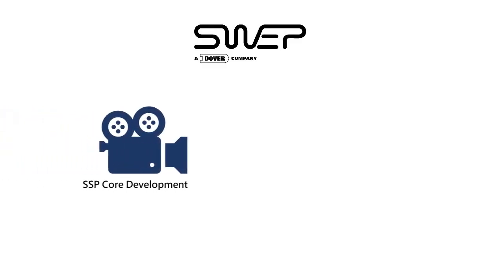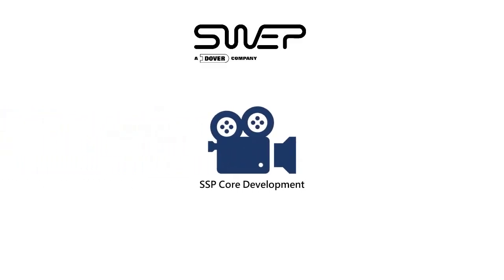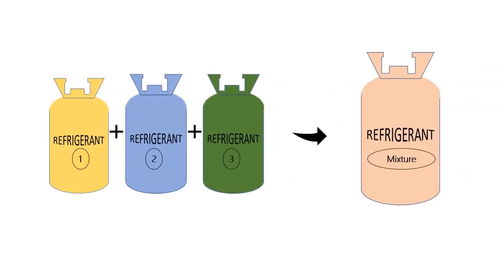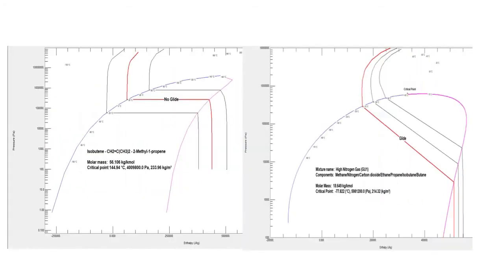Welcome to the third video of the training series related to the creation of user-defined fluids in SSP. In this video, we will look at how to create a glide fluid, which is a mixture of two or more substances. Non-azeotropic or glide refrigerants are mixtures where the components have different saturation temperatures at the same pressure level.